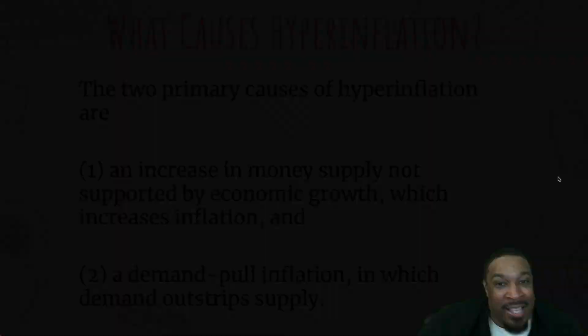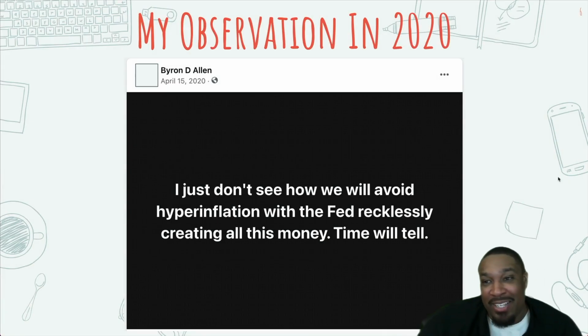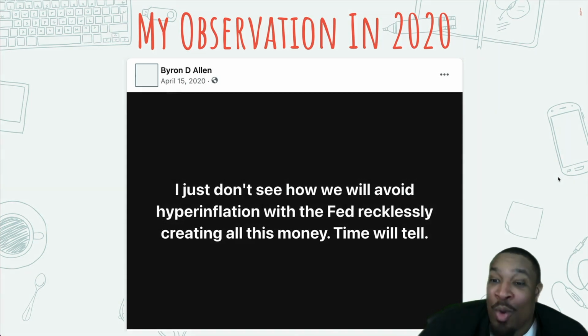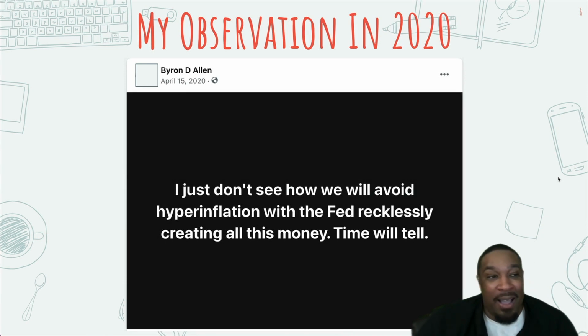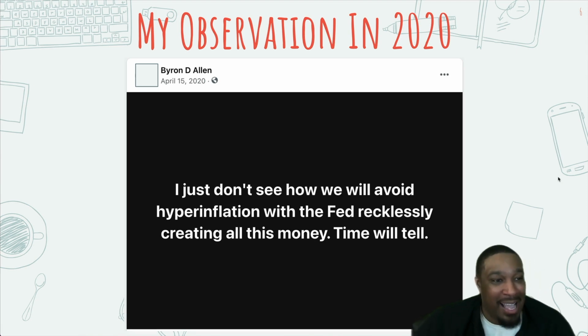All right. So while this was going on in 2020, people that understand how the system works already knew where this was going. All right. So April 15, 2020, I made this post. I just don't see how we will avoid hyperinflation with the Fed recklessly creating all this money. Time will tell. Well, time is telling now. All right. Time is telling now.